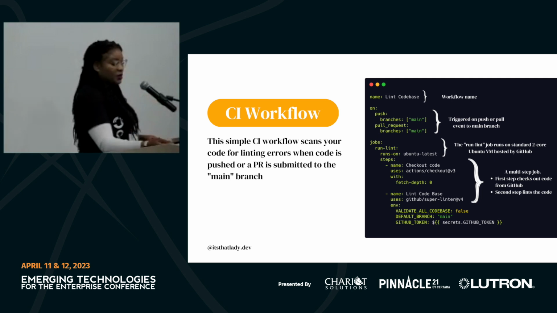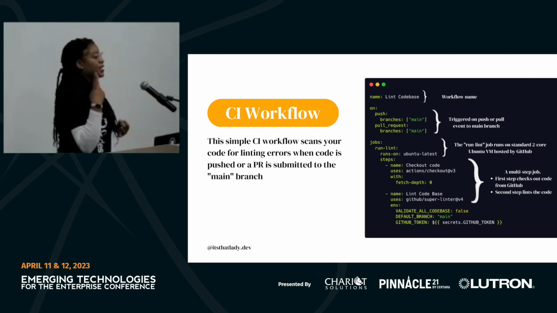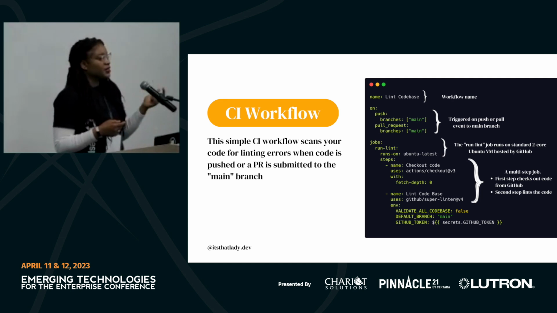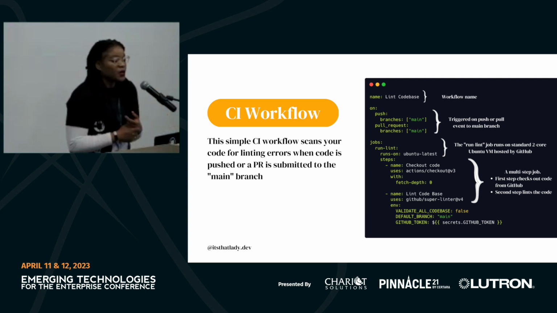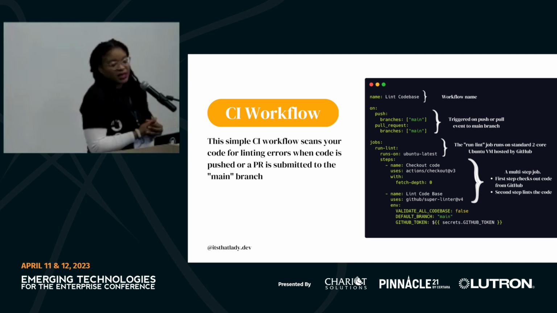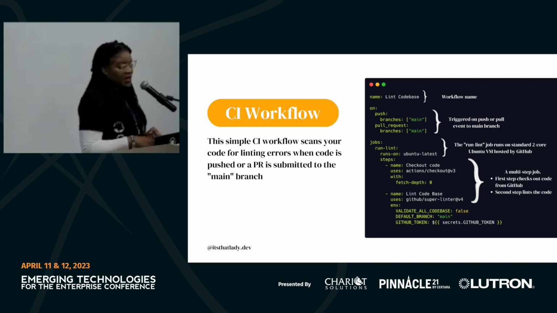Again, we have the workflow name, we have the trigger. There are two triggers in this instance, and this is how you would write multiple triggers for your action if that's what you would like to do. We have the runner. The job is called runLint, and it's going to be using a standard 2-core Ubuntu VM hosted by GitHub. We have a multi-step job. The first step is to check out the code from GitHub, and the second step is to lint the code.